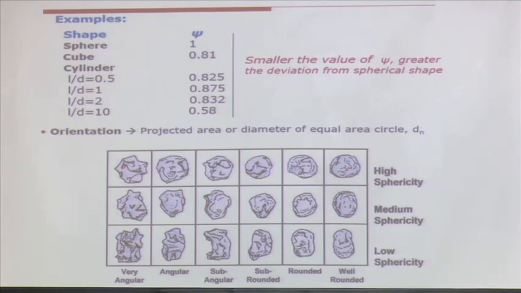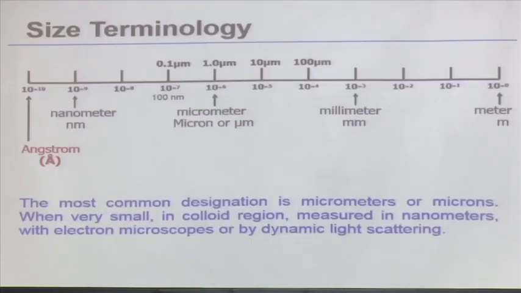That is how some qualitative proposals have come into the literature, and based on these we can say it is very angular, subangular, subrounded, rounded, well rounded, and like that we say it is high sphericity, medium sphericity, low sphericity.